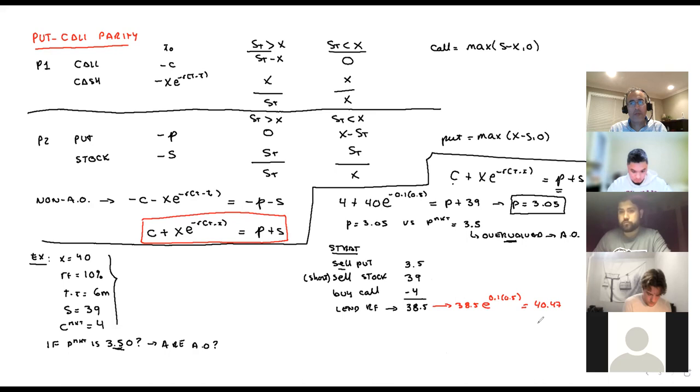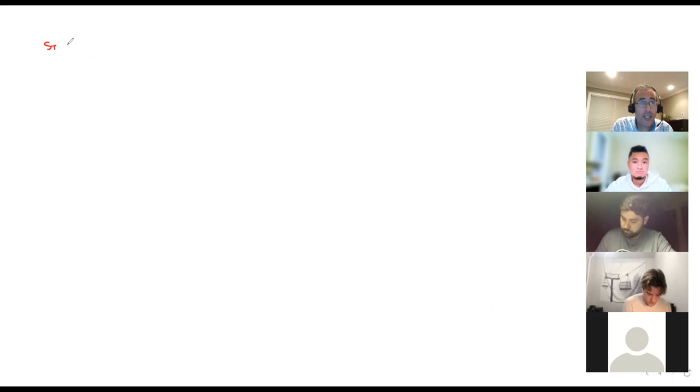Okay, and then from here, guys, what we do is look at what happens in one scenario, what happens in another scenario. Let me take a picture here just to remember the numbers. Okay, so we'll go to the next page. So now we have two situations. We have what happens if ST is larger than 40, correct? And what happens if ST is smaller than 40? Agree?